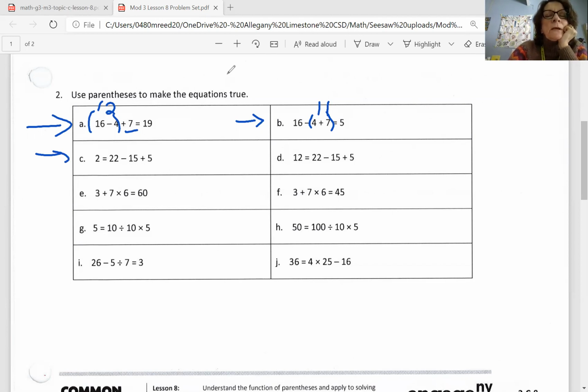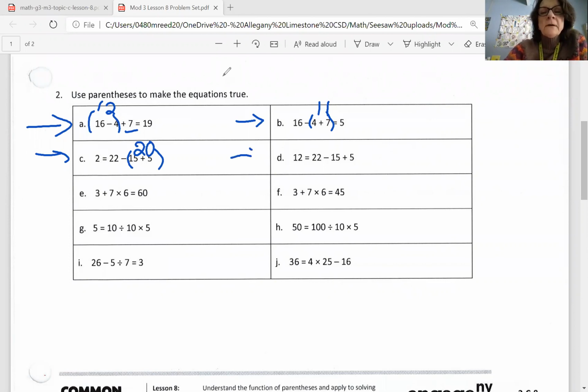Okay. C, 2 equals 22 minus 15 plus 5. I want my answer to be 2. So I can put my parentheses around the 22 and 15. So let's go ahead and do that. I'm guessing and checking. 22 minus 15, I know that's 7. Did that in my head. 7 plus 5 is 12. I don't get 2, do I? So what am I going to do? I'm going to just erase that. And I'm going to use your erase feature if you need to. I'm going to put my parentheses now around the 15 plus 5. Oh, I can already tell this is going to be better. 15 plus 5 is 20. And now 22 minus 20 does give me 2. So that's where I want my parentheses to be.